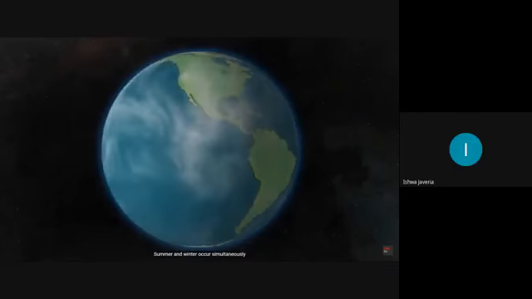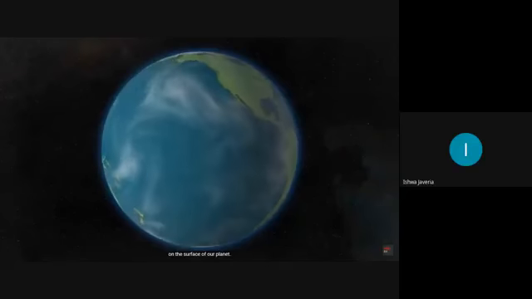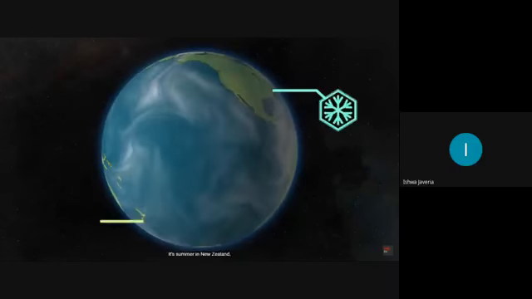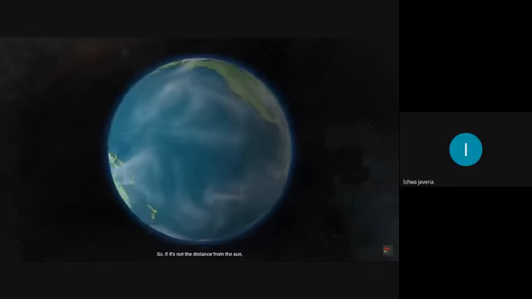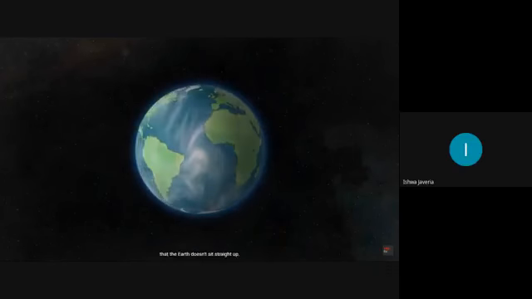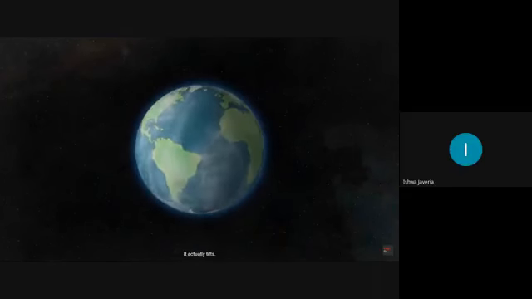Summer and winter occur simultaneously on the surface of our planet. When it's winter in Connecticut, it's summer in New Zealand. So if it's not the distance from the sun, what else could it be? Well, we need to also know that the Earth doesn't sit straight up. It actually tilts.